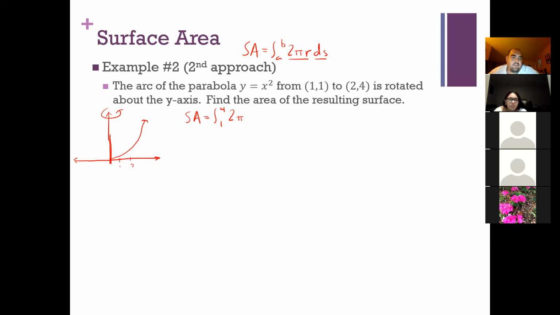So x equals 1, x equals 2. Actually, I should not be doing that. y equals 1. y equals 4. So still making the same shape, I'm going to revolve this around the y-axis.